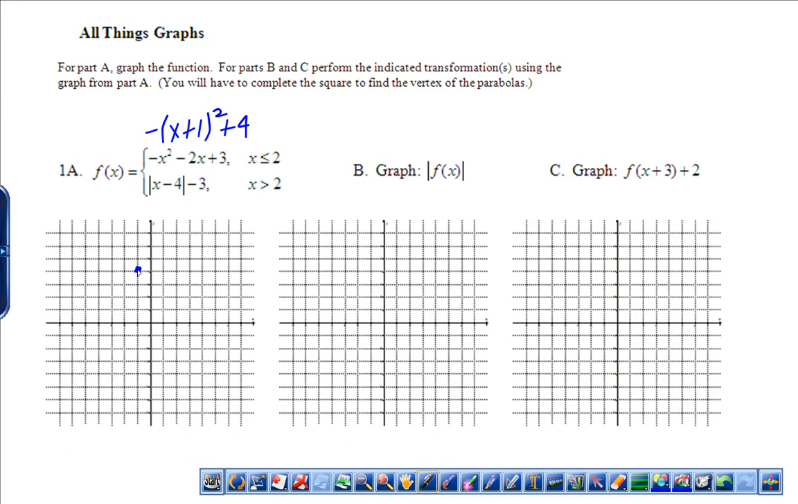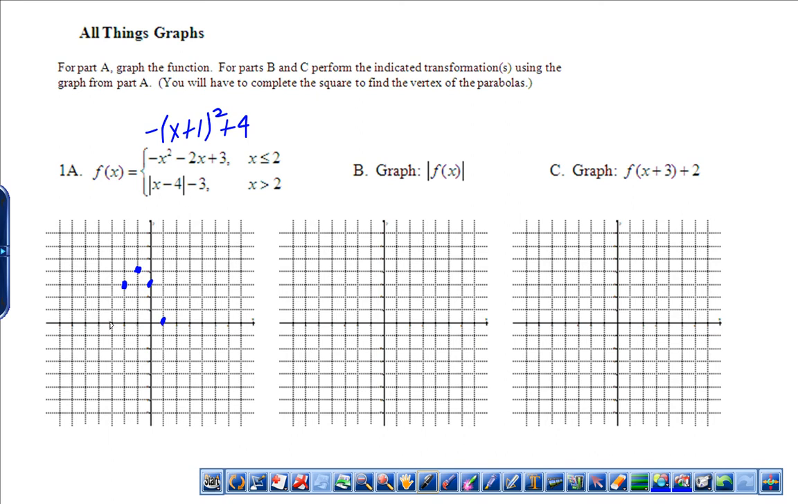Now really, this parabola would go up like this, but because it's negative, it's going to flip down. So I'm going to go ahead and plot those points. It's going to be a normal parabola. It's not multiplied by anything but negative 1. So you're going to have a point here and here. So that'd be over 1, down 1, and then it's going to go over 2, down 4.